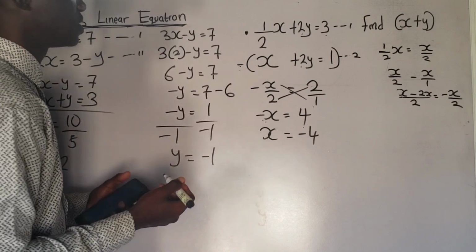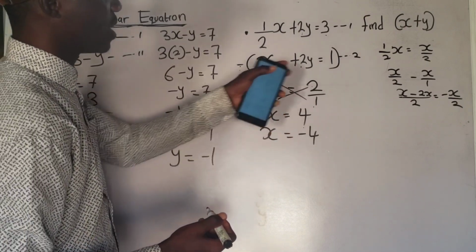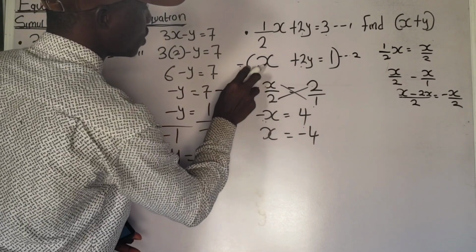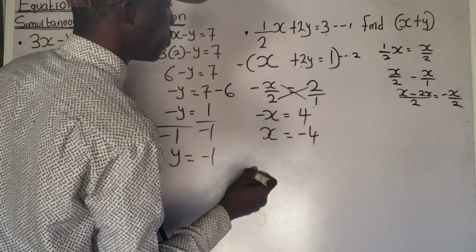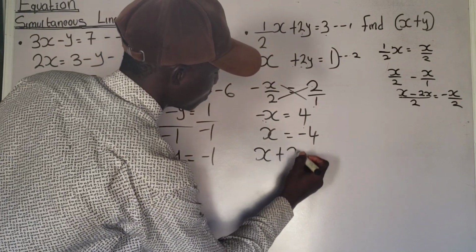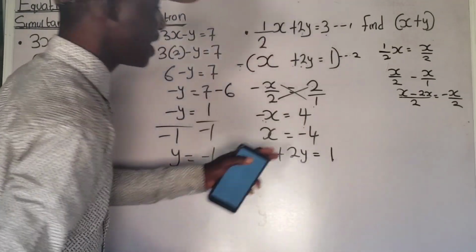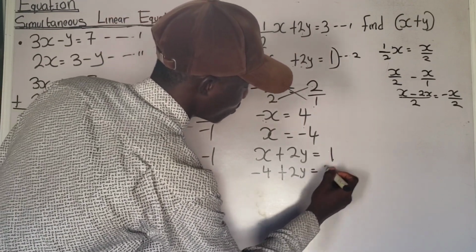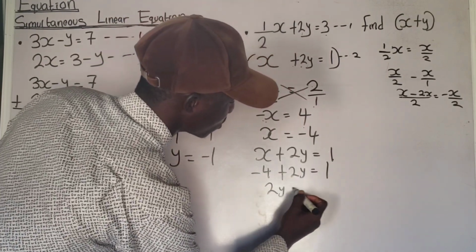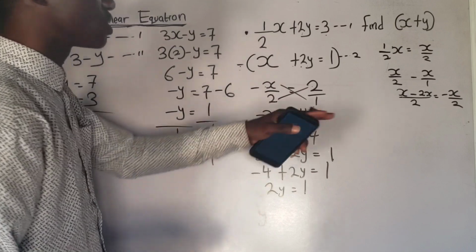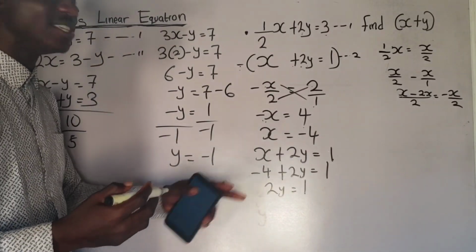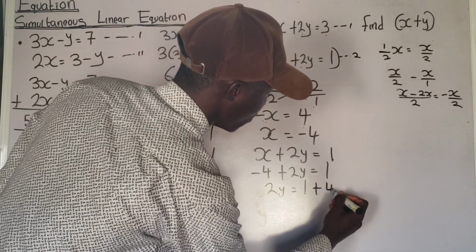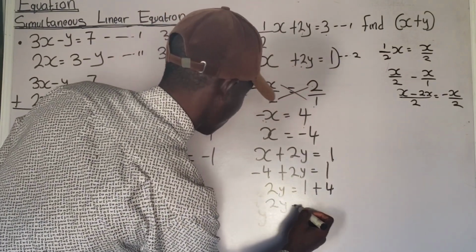Now, having gotten the value of x as negative 4, we can easily get the value of y by substituting x into any of these equations. In this case, I'm going to be using equation 2. Equation 2 is x plus 2y equals 1. When x is negative 4, I'm going to have negative 4 plus 2y equals 1. If this negative 4 crosses the equals sign, the sign is going to change to positive. So I'm going to have 1 plus 4. So 2y equals 5.